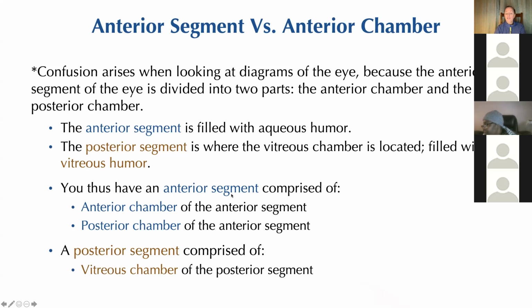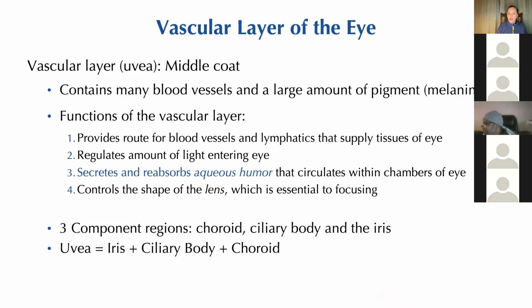The anterior segment is comprised of the two parts of the anterior chamber and the posterior chamber. The posterior segment or posterior cavity itself is just the whole big back of the globe that's filled up with the gel of the vitreous humor. And I know it's just getting down that terminology.